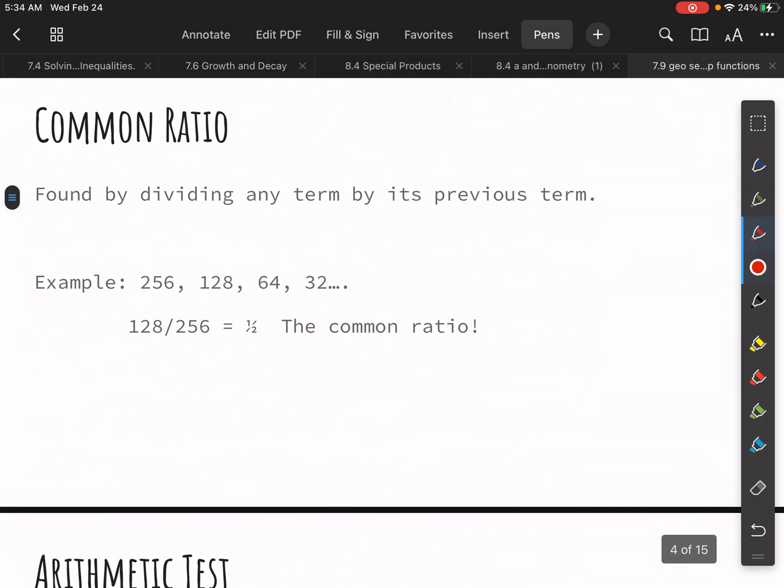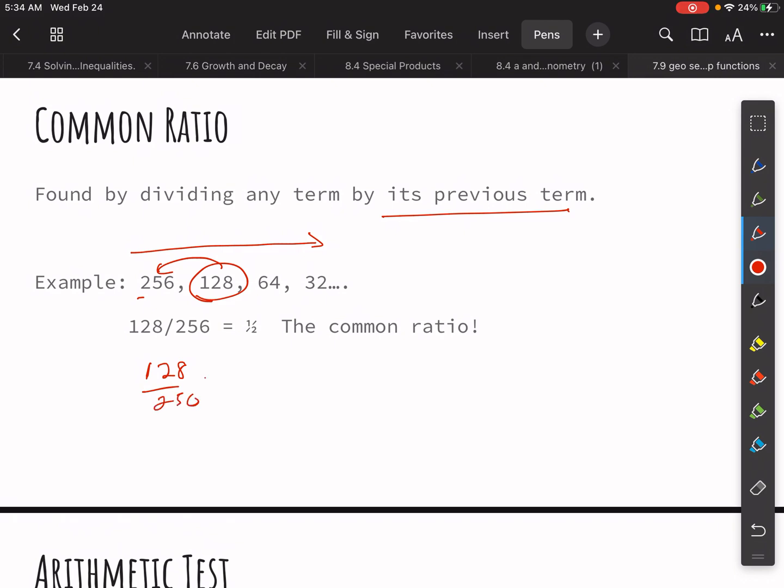Common ratio, as I just said, is found by dividing any term by its previous term. Okay, so here this one's going down from left to right as we go down. So we're going to take the second term and we're going to divide it by the previous term. If you take 128 and divide it by 256, you end up with a half. So the common ratio is a half here. We're multiplying by a half each time. So if you see something going down, you know that it's going to be multiplied by some fraction.